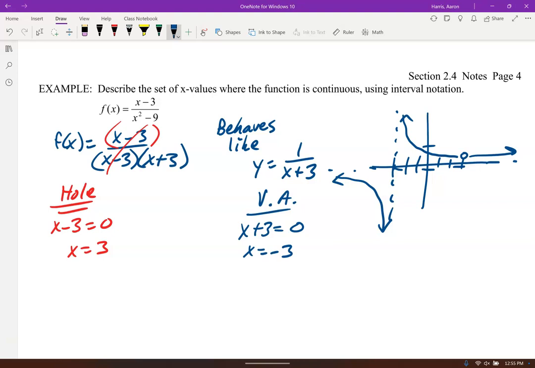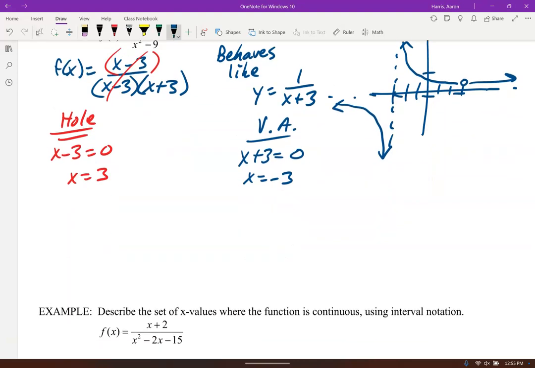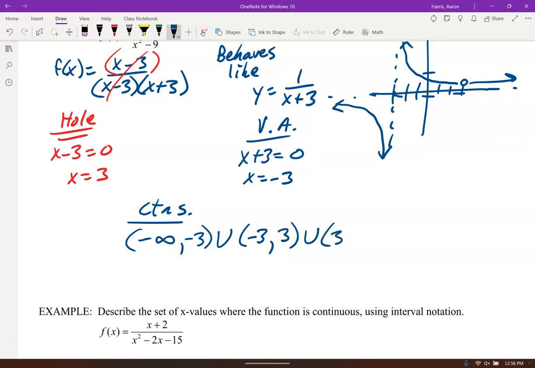But where is this thing continuous? Well, it's continuous from -infinity up to that asymptote at -3, and then from -3 up until that hole at 3, and then it keeps going after the hole. All right, that's where it'd be continuous. Now, the only one that's a removable discontinuity is where? Yeah, the hole, exactly. So the hole, that's your actual removable discontinuity.